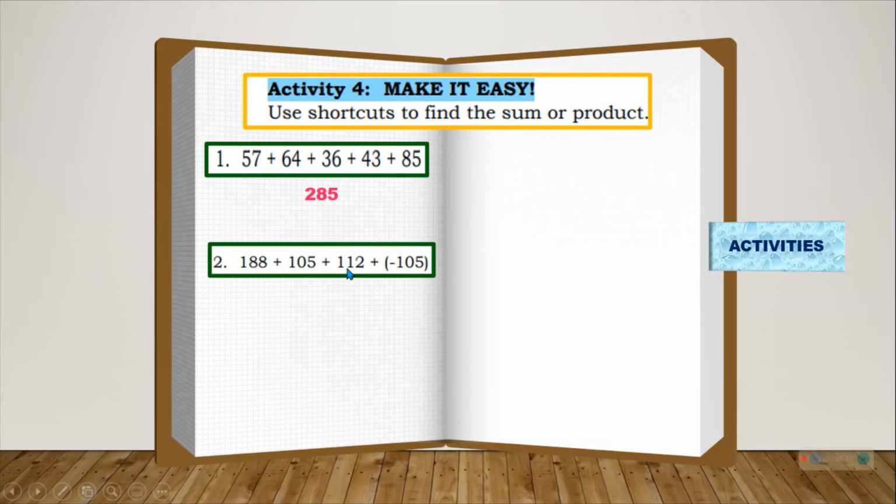And number 2, we will use inverse property. 105 plus negative 105 is equal to 0. So, ang i-add na lang natin is 188 tsaka si 112. So, gumagamit din tayo ng commutative property kasi magpapalit sila ng posisyon. So, the answer is 188 plus 112 is 300.